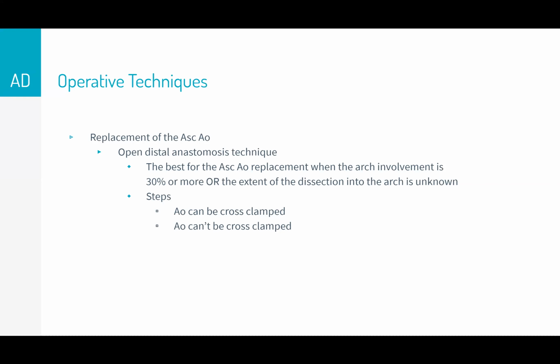To replace the ascending aorta, there is a technique called open distal anastomosis. This is best for ascending aorta replacement when the arch involvement is 30% or more, or the extent of the dissection into the arch is unknown. The steps are, you have two scenarios. Either you can clamp the aorta or you cannot. If you can clamp the aorta, and I will mention that, I didn't want to write it because it will be very long.